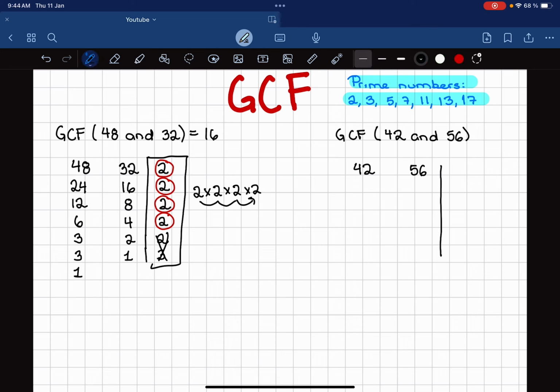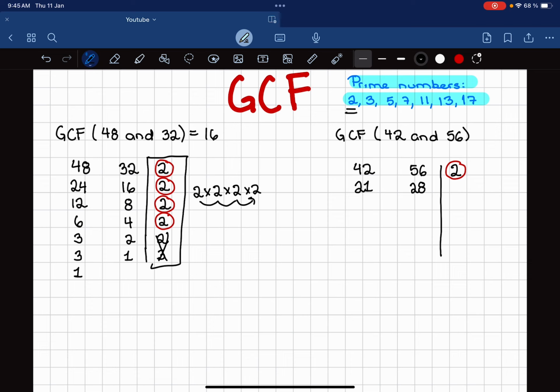Is any of those two numbers divisible by 2? Yes, we put number 2 and we see if it's both or just one. In this case, both numbers are divisible by 2, so we circle it. And we continue. 42 divided by 2 is 21. And 56 divided by 2 is 28. Good. Now, we have 21 and 28.